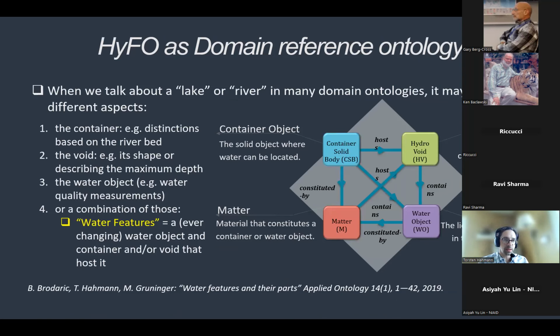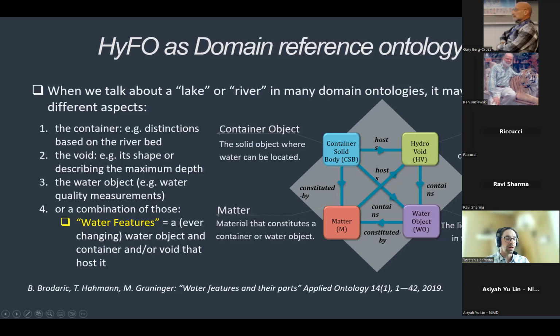How does that actually help us now is that when we talk about something like a lake or a river, it may actually refer to different aspects in different domain ontologies. Some ontologies say, well, a lake always has to have water, or a river always has to have water. But if you're talking about certain places in the world where there are rivers that are only seasonally occurring, then is it still true or not? Maybe we just need the container or a void, like where the water would be if it's there.